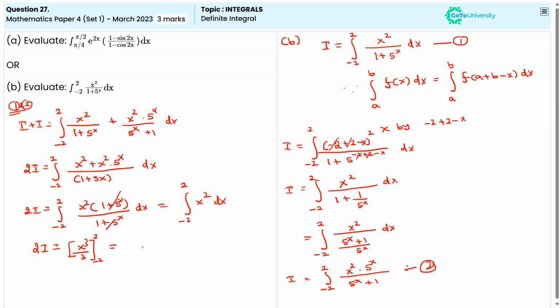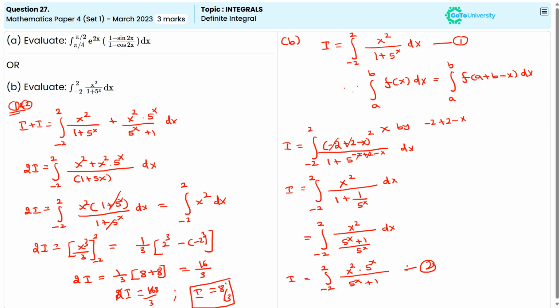Now we are going to apply the limits. We get 2I equal to 1 by 3 into 2 cube minus of -2 cube. So if we simplify this, we get 2I, which is equal to 1 by 3 into 8 plus 8, which is nothing but 16 by 3. So we have 2I equal to 16 by 3. We cancel out, we get 8. So the value of I is 8 by 3. So this is the answer for the given question.